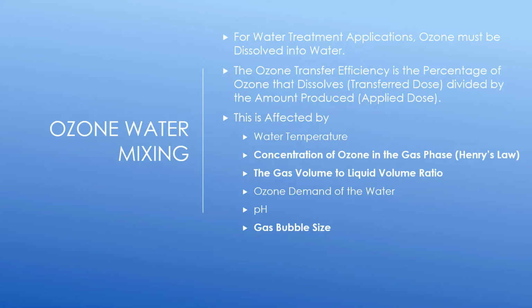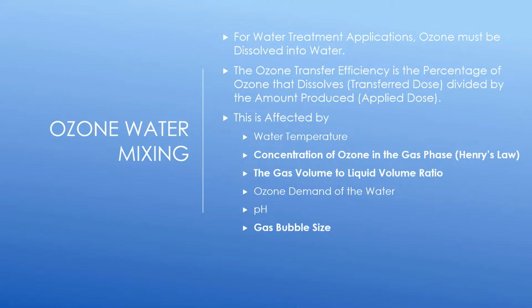The next step in the process is to dissolve the ozone that's been produced in water. And a key parameter here is the ozone transfer efficiency, which is the percentage of ozone that dissolves, which we refer to as the transfer dose, divided by the amount that's produced, which is called the applied dose. This is affected by a number of parameters as listed here.